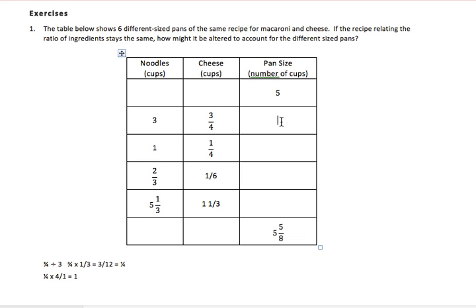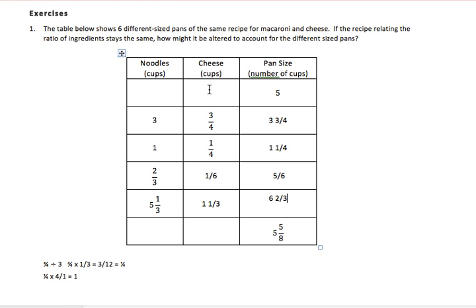We'll go ahead and add the amounts. 3 plus 3/4 is 3 3/4. 1 plus 1/4 is 1 1/4. 2/3 plus 1/6 is actually 5/6. And 5 1/3 plus 1 1/3 is 6 2/3.